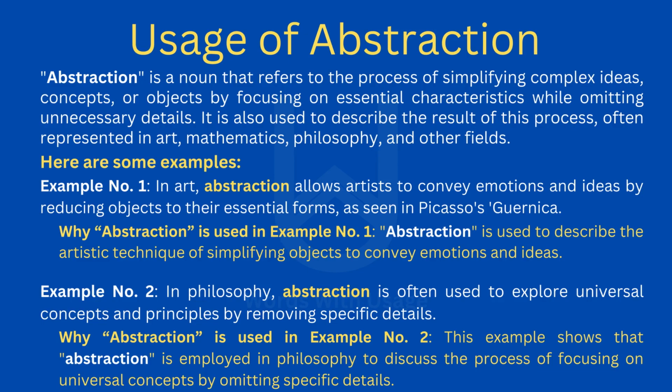Example number 2. In philosophy, abstraction is often used to explore universal concepts and principles by removing specific details. Why abstraction is used in example number 2. This example shows that abstraction is employed in philosophy to discuss the process of focusing on universal concepts by omitting specific details.